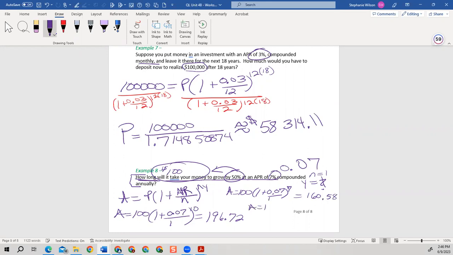Let's try 5 years. So we're just plugging in for Y to see how long it's going to take us to grow our money. And we get 140.26. So I'm going to say about 6 years, in between 7 and 5, would probably be it. Let's try 6, see what it gives us. Well, that gives us $150.07. So I'm going to say it's going to take 6 years to grow that money by 50%.